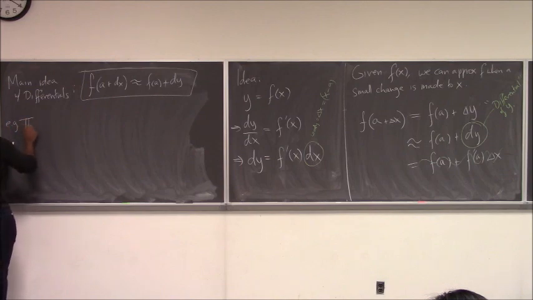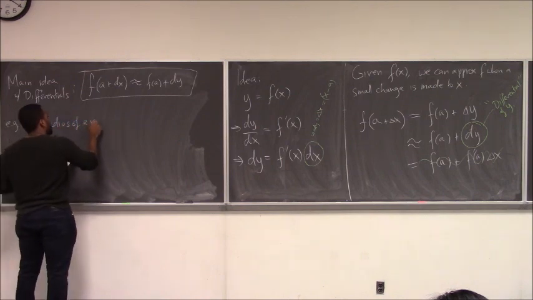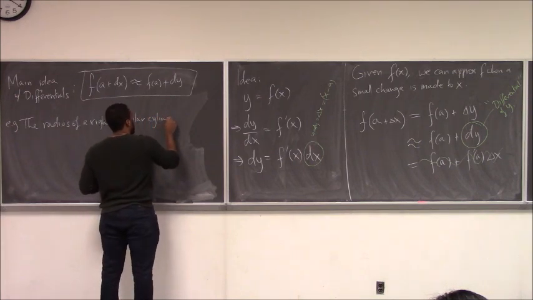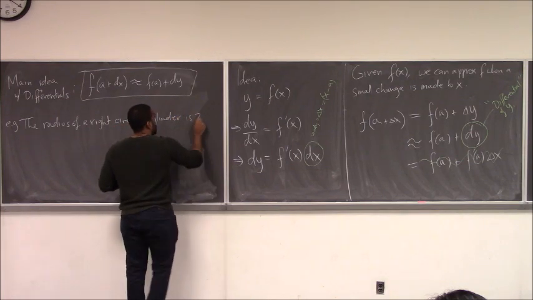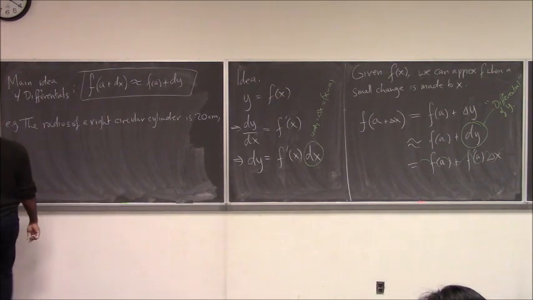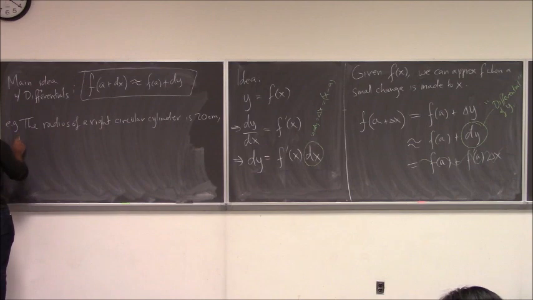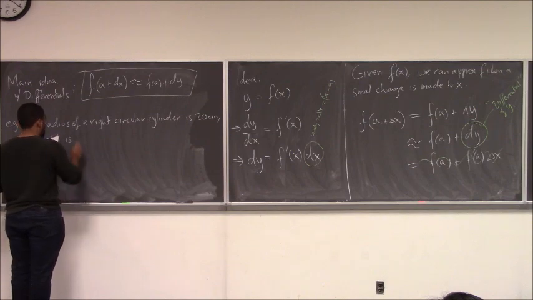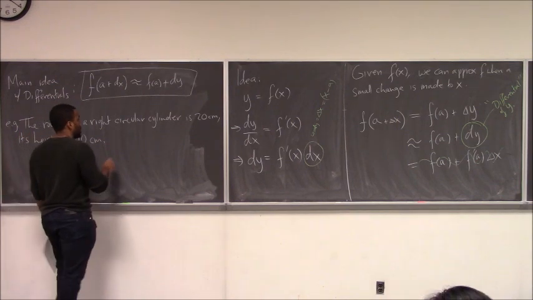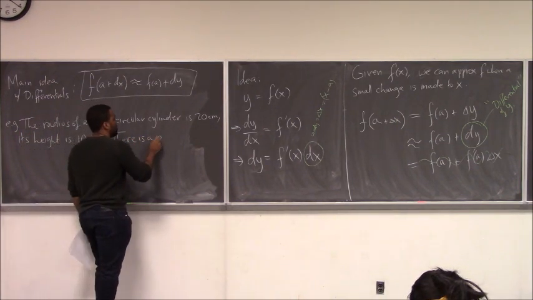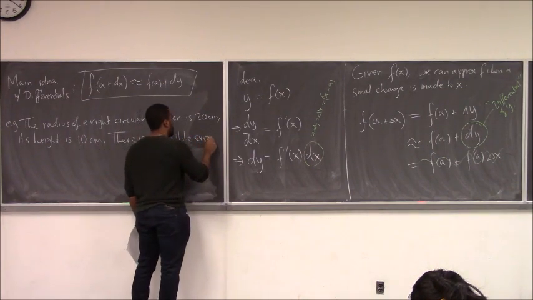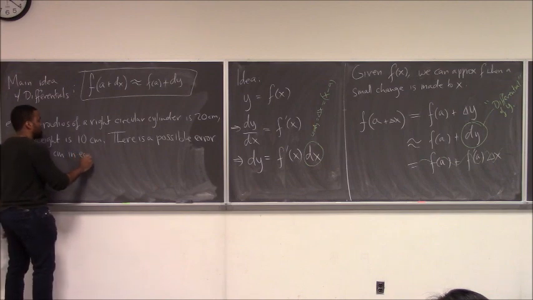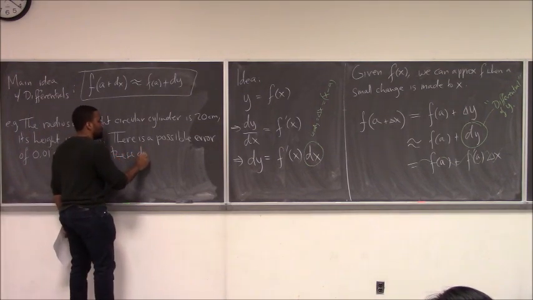Here's an example. The radius of a cylinder is 20 centimeters, its height is 10 centimeters. There is a possible error of .01 centimeters in each of these dimensions.